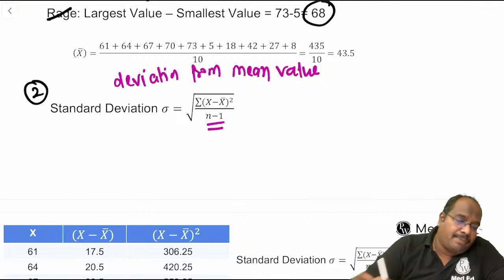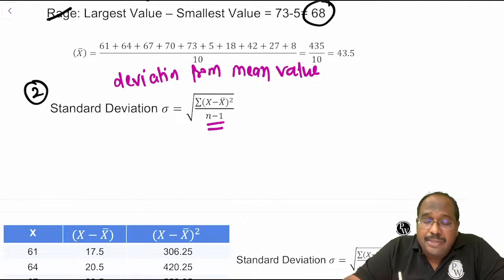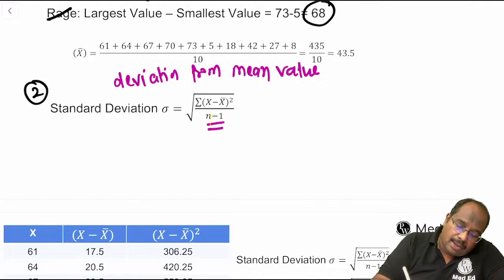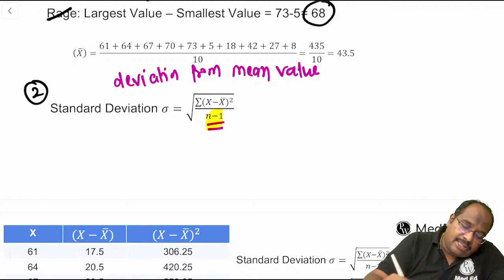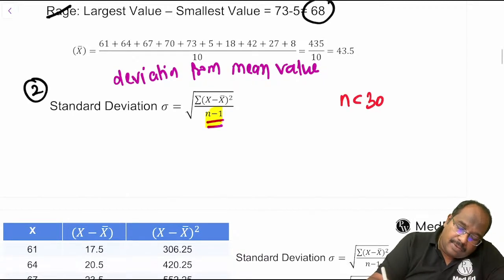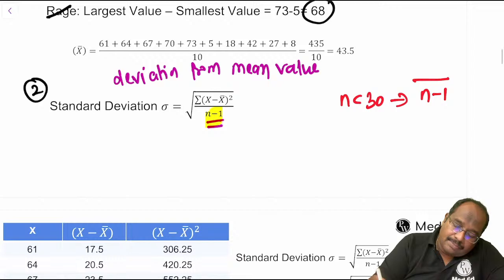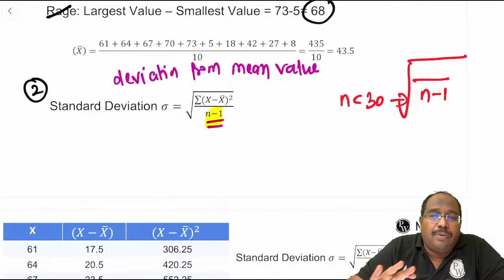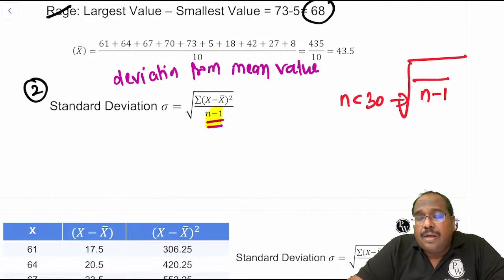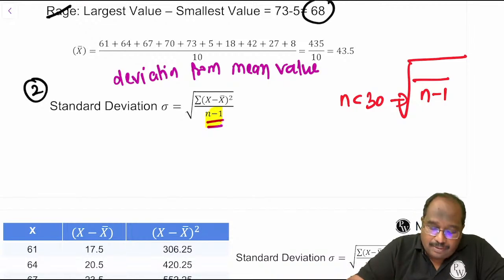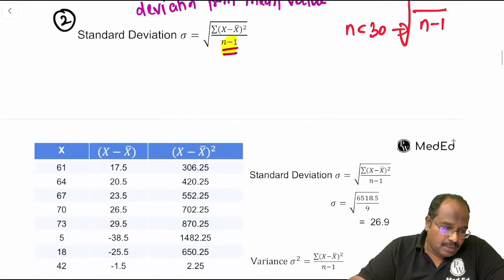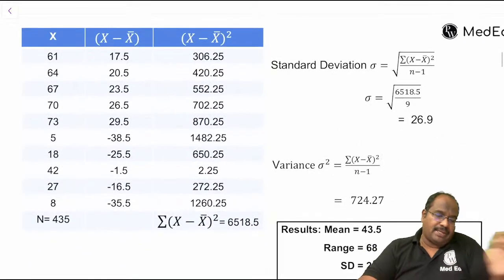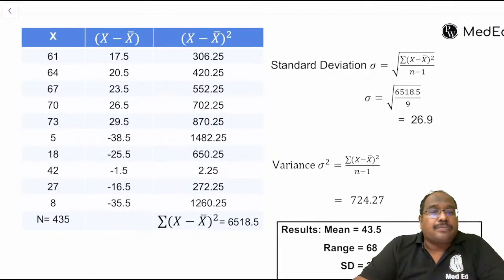Students commonly make a mistake, either n or n minus 1. It's n minus 1, because when n is less than 30, the denominator is n minus 1, guys. So don't forget to subtract 1 from the total number here. Now you do the calculation step by step.